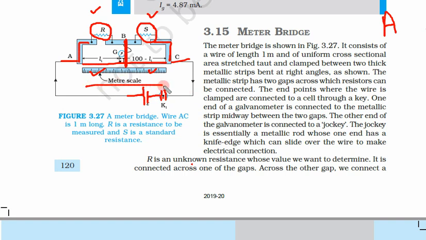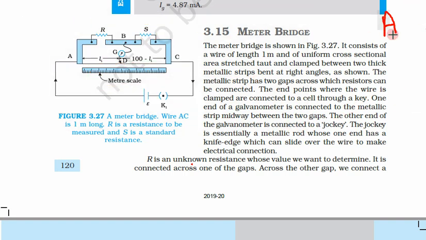This is a meter scale, that means the wire is 1 meter long. So now, how does this work? We know that this is very similar to the Wheatstone bridge, but how does it work? We take an unknown resistance R and there is a known resistance S. We measure the known resistance using that post office box or resistance box.